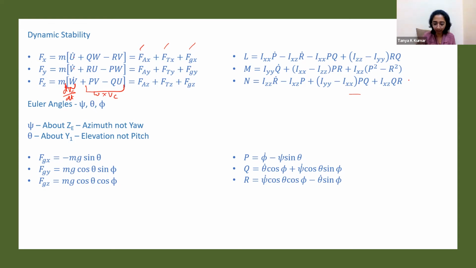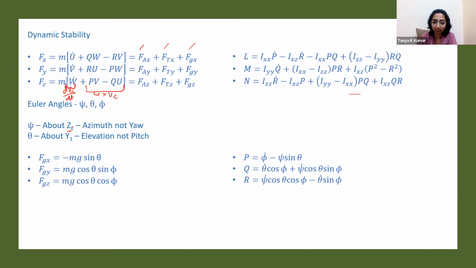So your psi is the rotation of your body with respect to the z-axis of the inertial frame, with respect to ZE. It is not to be confused with yaw. Yaw is the rotation of your body about the z-axis of the body frame. Okay, this is the z-axis of the inertial frame, not the body frame. So you have psi about ZE, which is the azimuth and not the yaw.